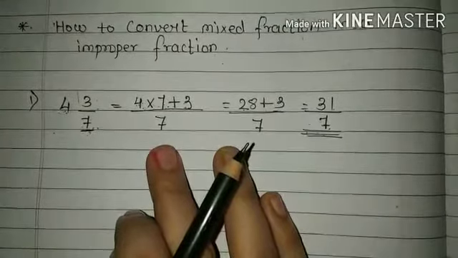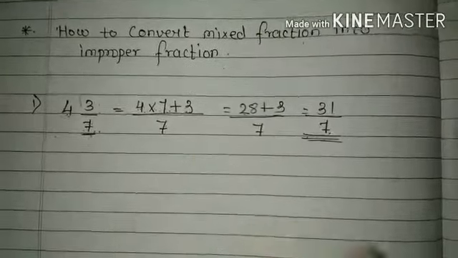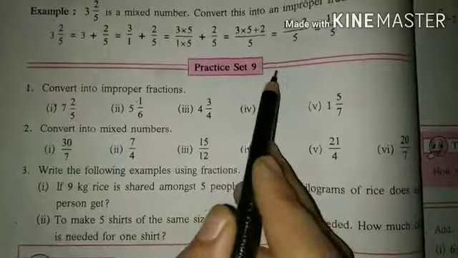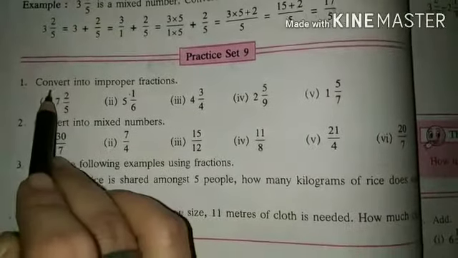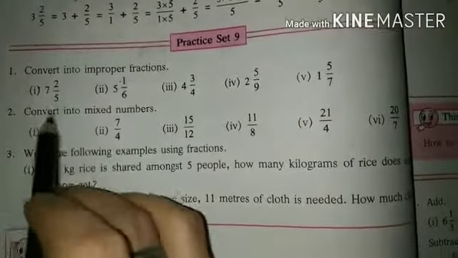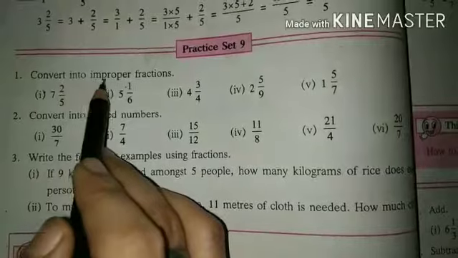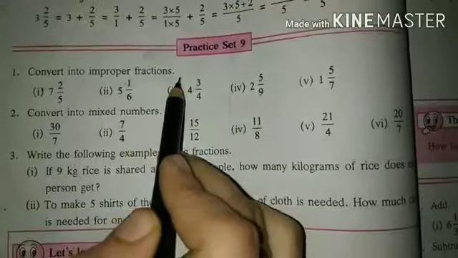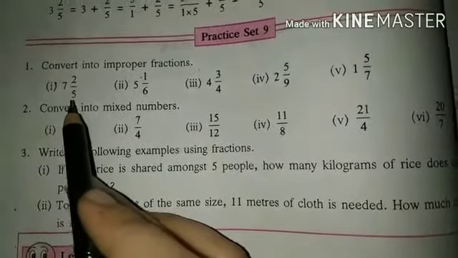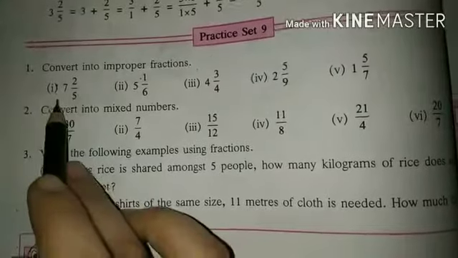Now we will start with practice set 9, question number 1. Let's see. Practice set 9, question number 1. Convert into improper fraction. You can see here a mixed fraction is given already, and we need to convert it into an improper fraction. We have seen in the example how to convert. Now let's solve question number 1.